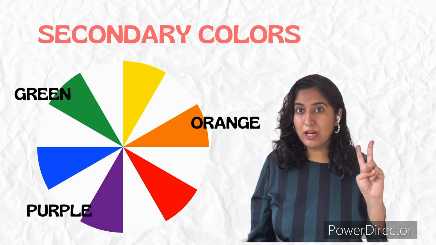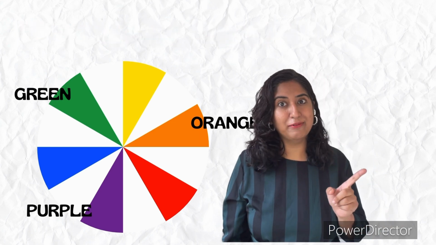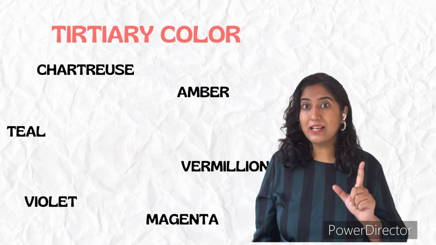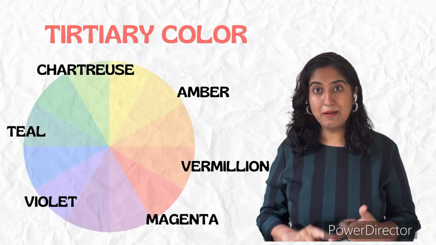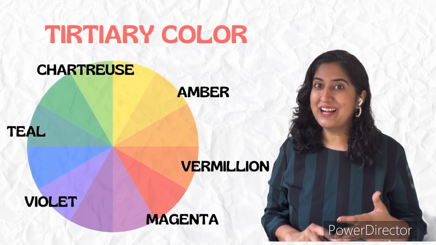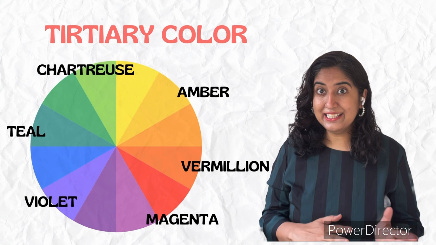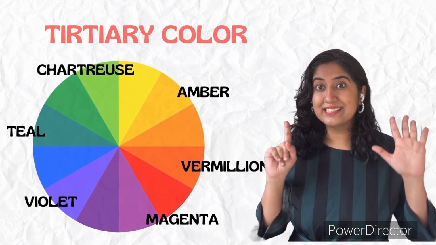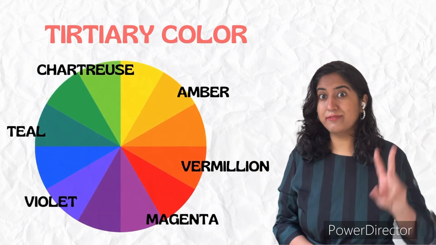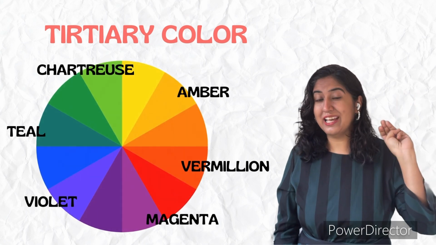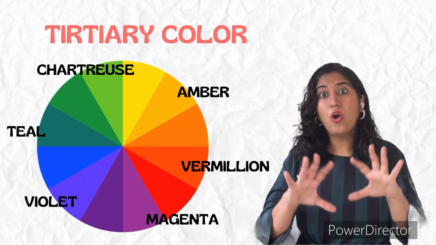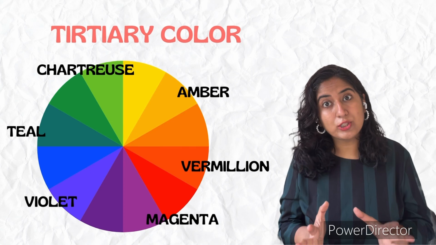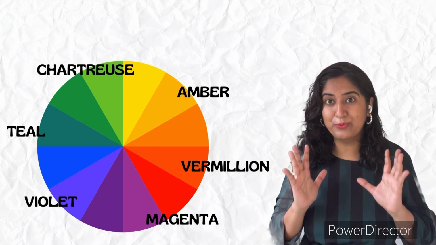Mixing a primary and a secondary gives us a tertiary color: amber, vermilion, violet, magenta, teal and chartreuse. You get 6 tertiary colors. Now you have 3 primary, 3 secondary and 6 tertiary colors. All these 12 colors form what we call the color wheel.